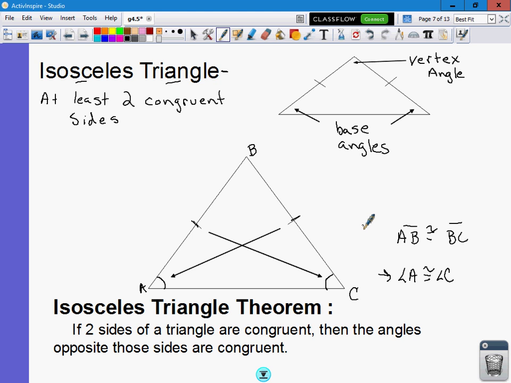Questions on what it means to be isosceles? Important to know the vertex angle is attaching the two sides that are congruent, and that these are the base angles. Everybody good?